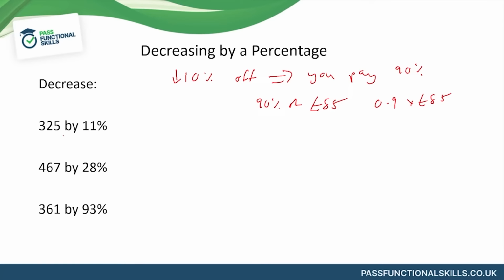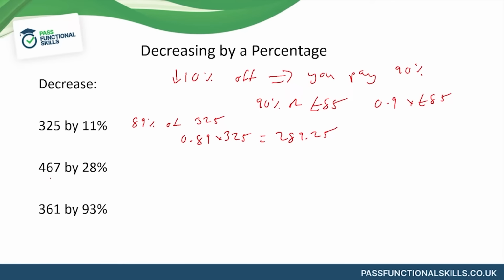Okay, so if we are decreasing 325 by 11%, that means there's going to be 89% left. So we need to work out 89% of 325. So 0.89 multiplied by 325. That is the hard bit. The easy bit is typing it into the calculator, which is what I'm doing right now. And that comes to 289.25.